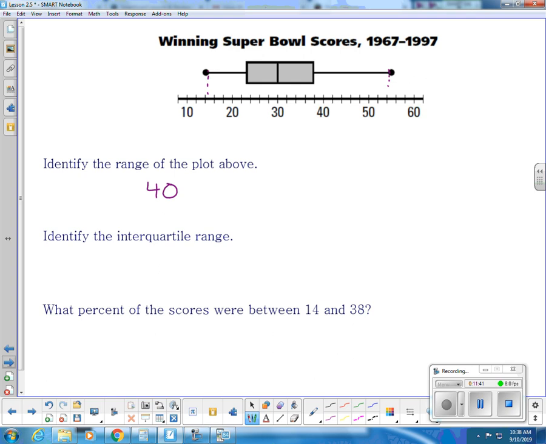Interquartile range. What's the interquartile range? That's like right in the middle. So 38 minus 23, maybe? 24? We're estimating. So 14? 14 to 38. What percent of scores between 14 and 38? 14's here. So 38's here. 75 again. All right.